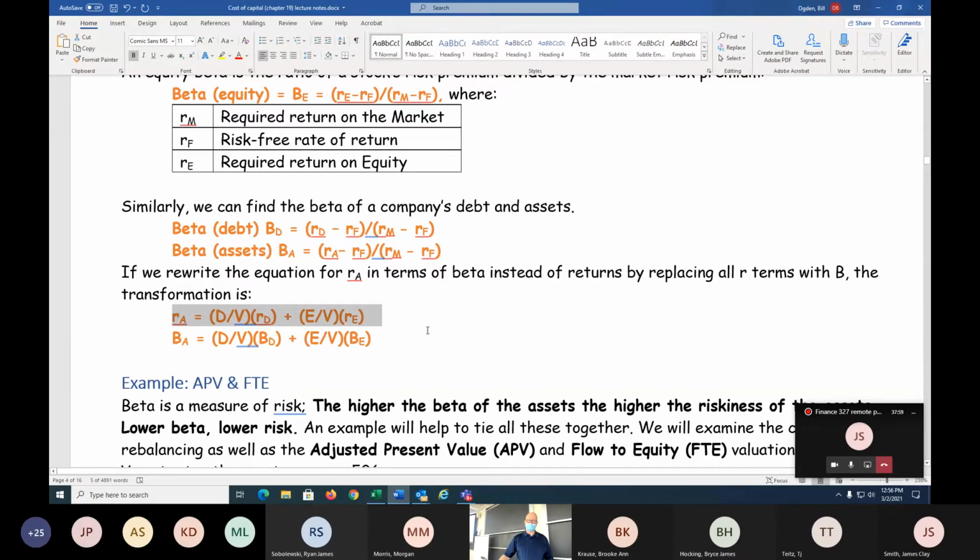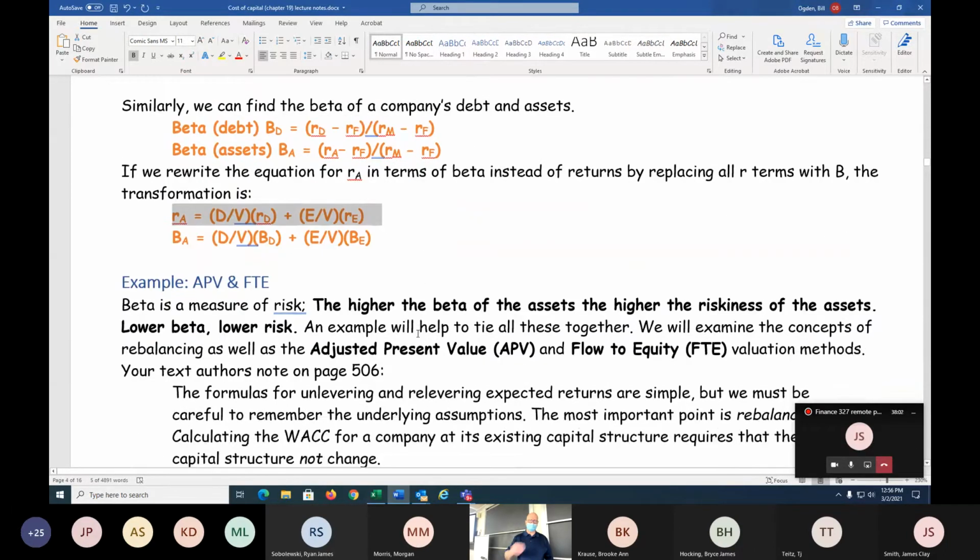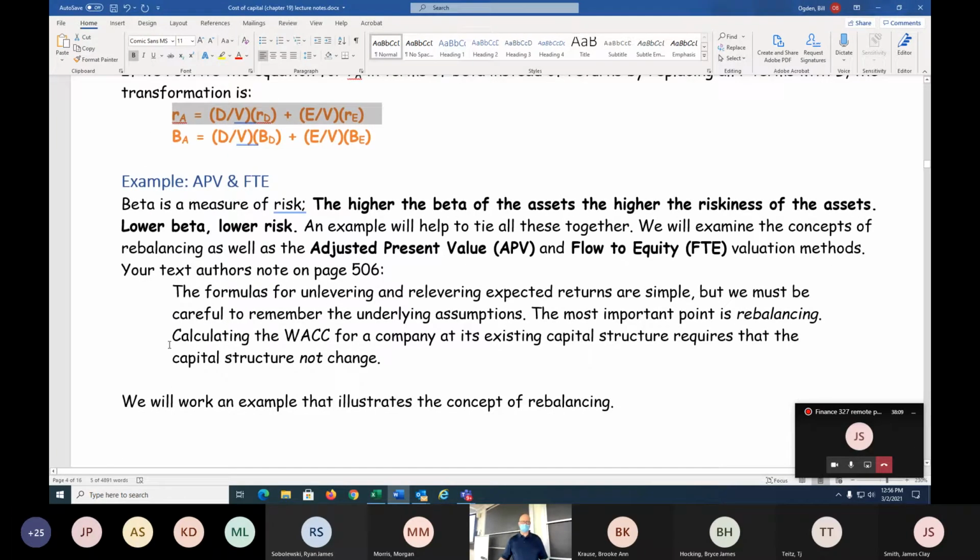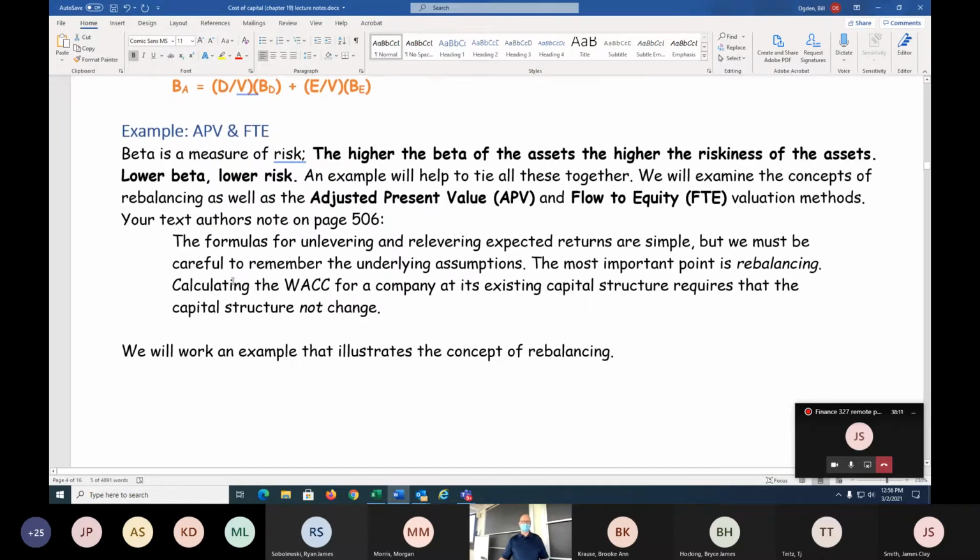All right. So let's put all this together, and we're going to introduce the concept of rebalancing. I just took this; I don't have better words than your authors do, except I would not have this one. But anyway, the formulas for unlevering and relevering expected returns are simple, but we must be careful to remember the underlying assumptions. The most important point being rebalancing. So rather than describing that, we are going to rebalance, see how to do it, what it means.